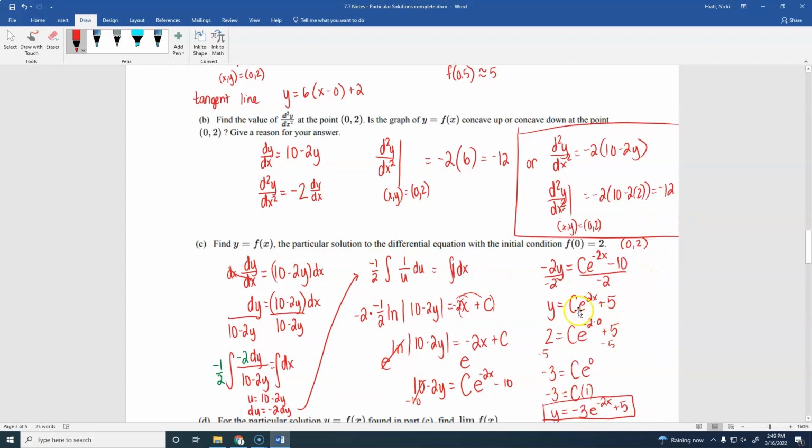Yeah. So right here, once you plug in the 0 and 2 for your x and y, c should be your only variable left, so c is what you're solving for. You want to find that c. C is an unknown value, but it has to be a number. If c is multiplied by anything, or added or subtracted, it's still just c.